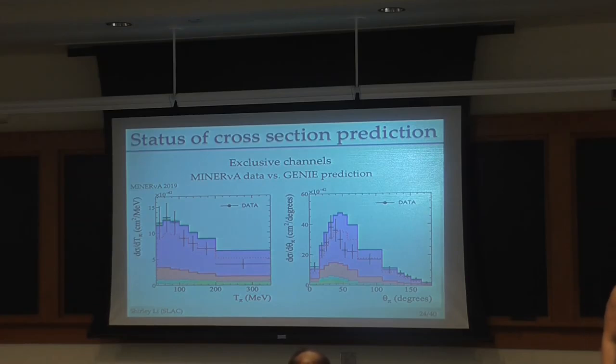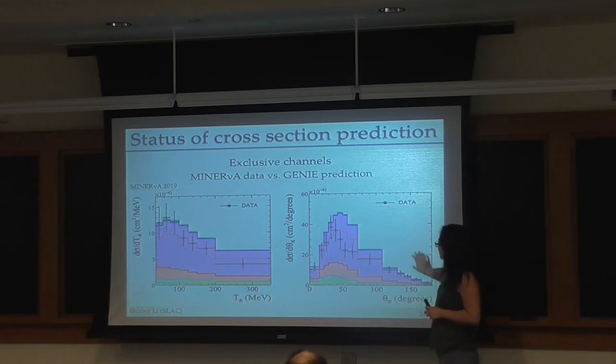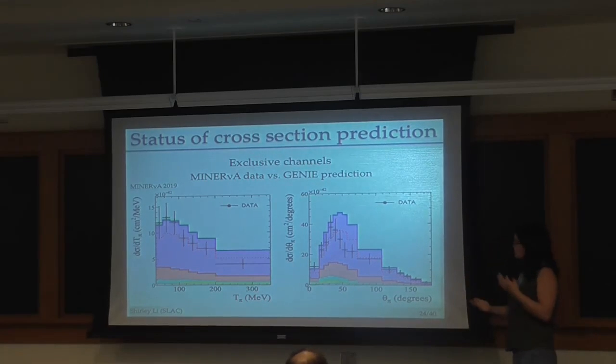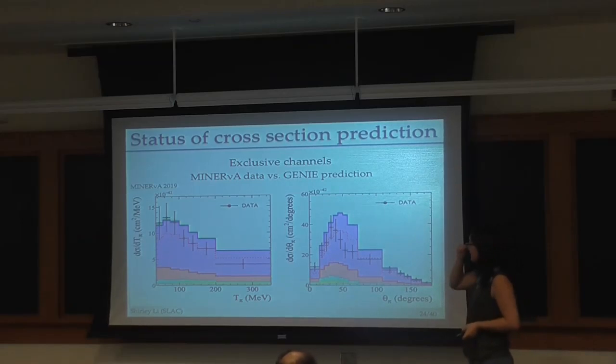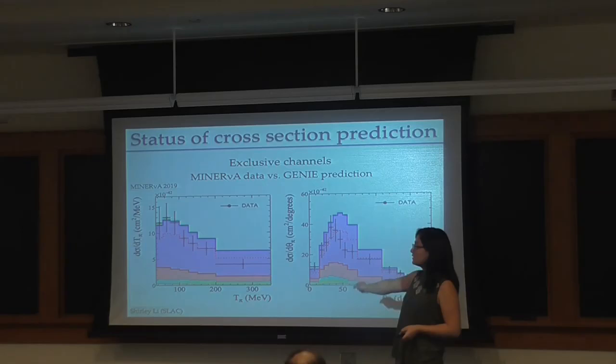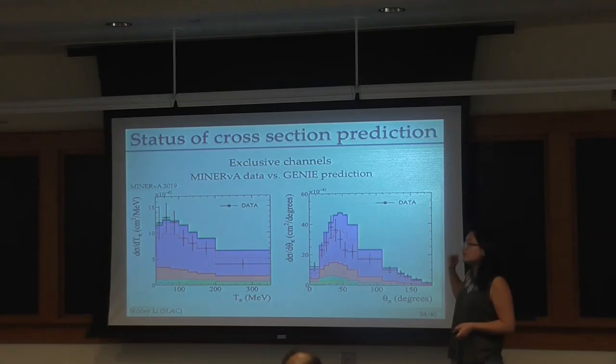Okay, so again, that's just the inclusive level. But of course, when you simulate events, you also need to simulate the outgoing particles. So how does the generator do when it's compared to exclusive data? Here's a neutrino comparison. MINERvA is an experiment that measures neutrino-nucleus interactions, and here I'm showing pion distributions they measured compared to the GENIE prediction.